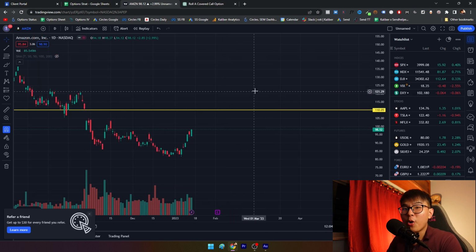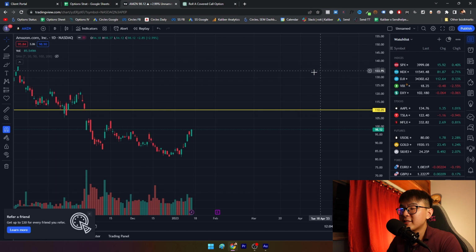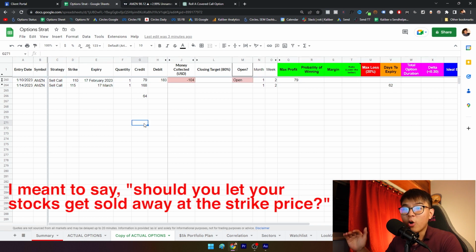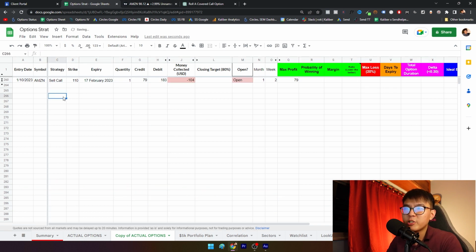You can technically roll your options forever and ever. As long as the stock price remains below a strike price, that's the most important thing to take note of. The next $1 million question is, should you actually buy back the option or let your option be sold away? This is actually where judgment comes in, and you really need to do a lot more calculations to decide what to do in the case if the price of Amazon shoots up a lot.